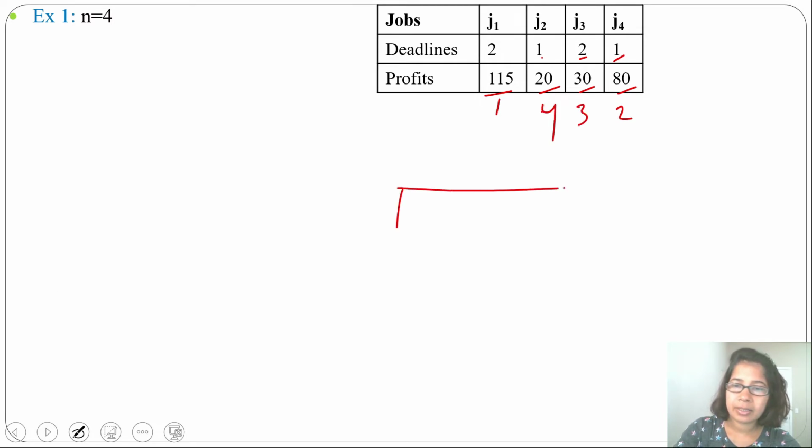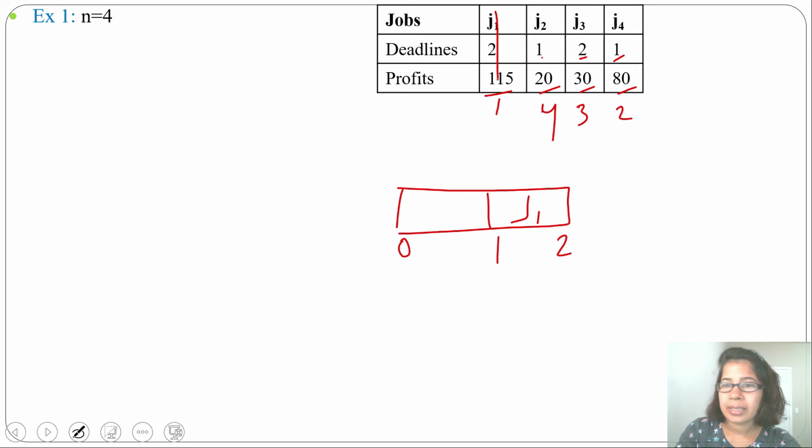I'll create a Gantt chart. Maximum deadline is 2. So the highest profit is for J1. It is 115. I'll choose this one and I'll keep it in the 1 to 2 time slot. Next is job 4. Deadline is 1. Job 4 I'll keep here in the first time slot. And total profit will be 115 plus 80. It is 195.